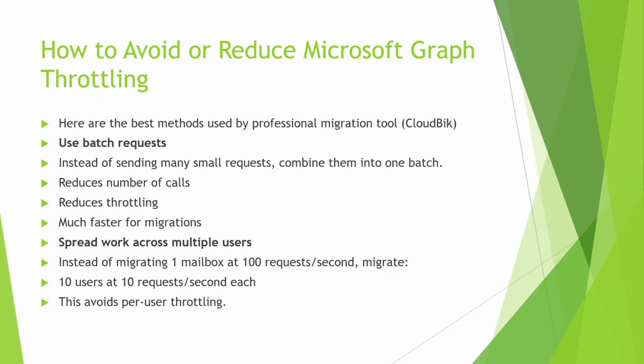How to avoid or reduce Microsoft Graph throttling. Here are the best methods used by professional migration tools like CloudBik. Use batch requests: instead of sending many small requests, combine them into one batch. This reduces the number of calls, reduces throttling, and is much faster for migration. Spread work across multiple users: instead of migrating one mailbox at 100 requests per second, migrate 100 users at 10 requests per second each. This avoids per-user throttling.